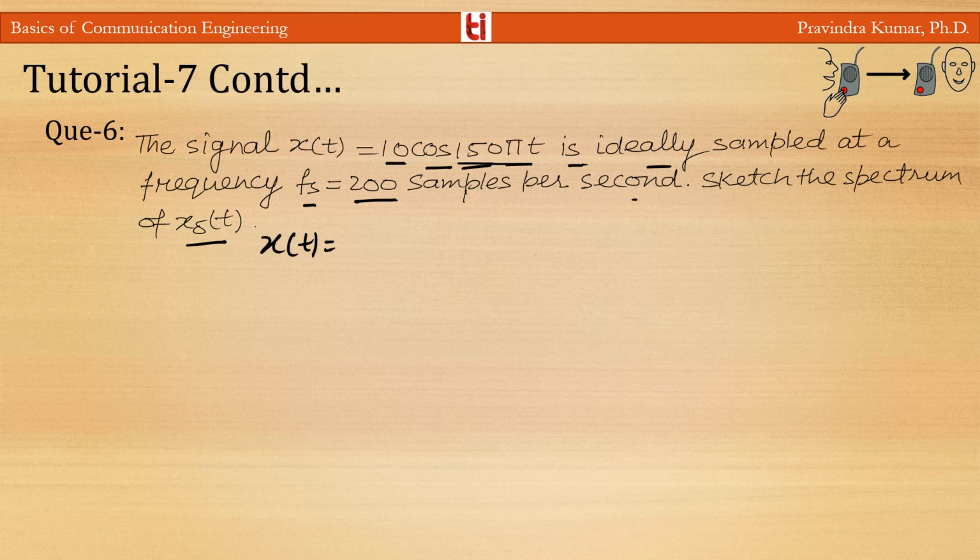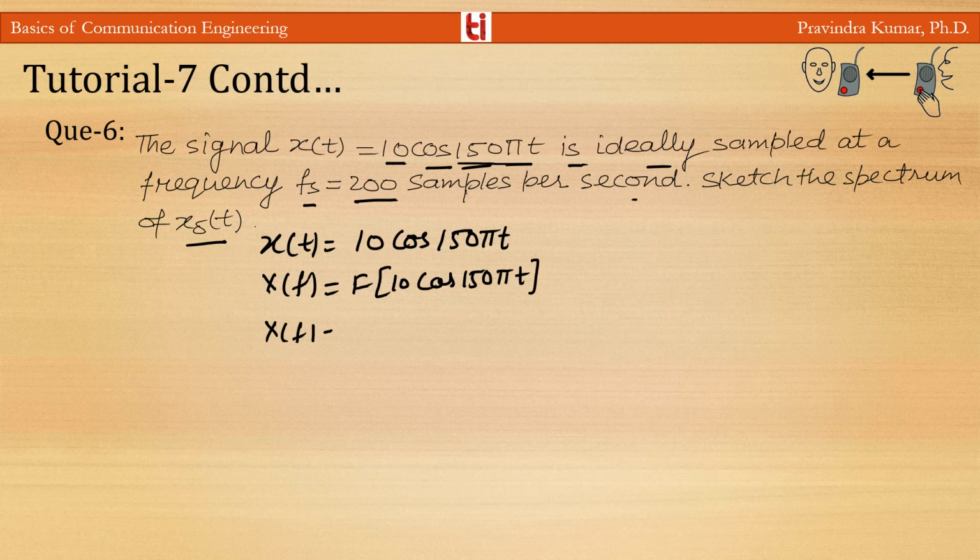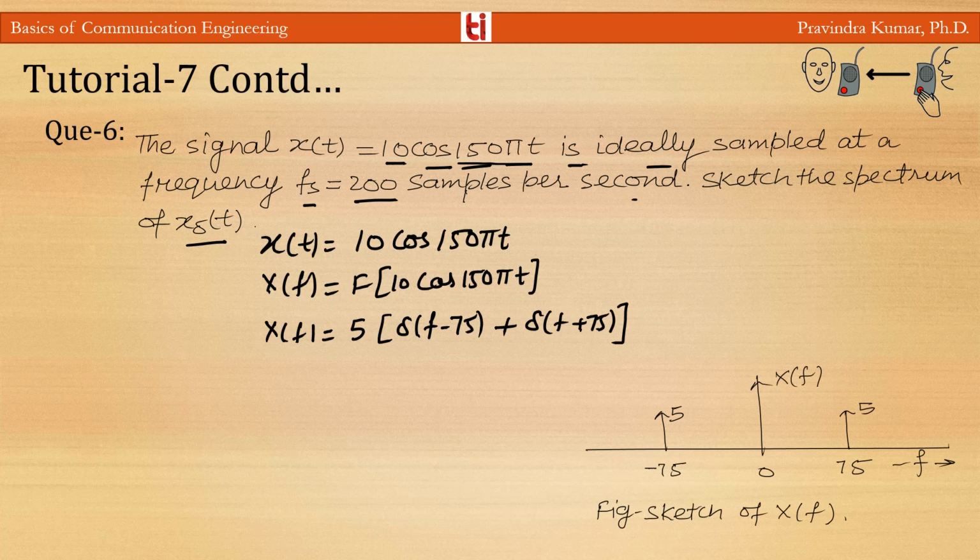Here x(t) is 10 cos 150 pi t, and so X(f) will be the Fourier transform of 10 cos 150 pi t, and it will be equal to 5 times an impulse at minus 75 and an impulse at plus 75. So the sketch of X(f) will be impulses at plus 75 and minus 75 with amplitude 5.